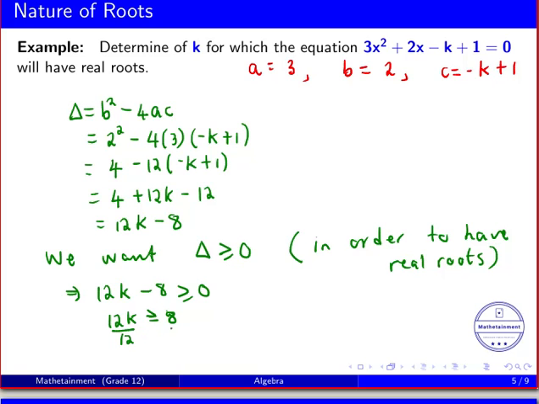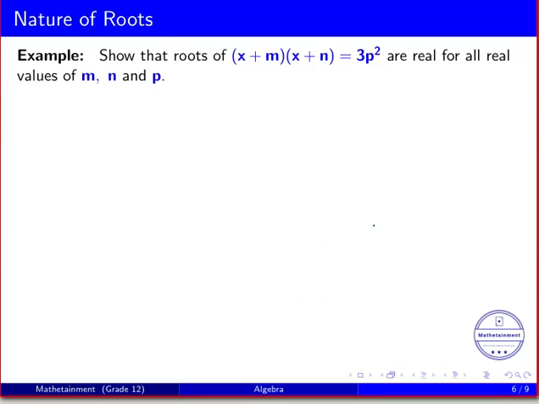And now we divide by 12 on both sides. And then we have k being greater than or equal to 2 over 3, because 8 over 12 is the same as 2 over 3. So that is the value of k for which our given equation will have real roots. Right, now let's look at the next example. Here, we are required to show that the roots of this equation, which is x plus m multiplied by x plus n equal to 3p squared, are real for all real values of m, n, and p.